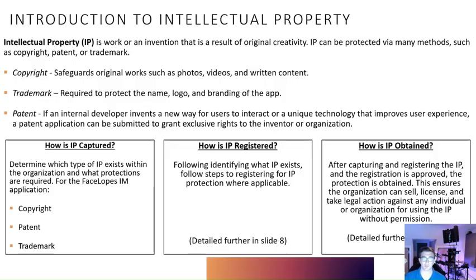Introduction to intellectual property. Intellectual property, also known as IP, is work or an invention that is a result of original creativity. IP can be protected via many methods, such as copyright, patent, or trademark. Copyright safeguards original work such as photos, videos, and written content. Trademark is required to protect the name, logo, and the branding of the application.